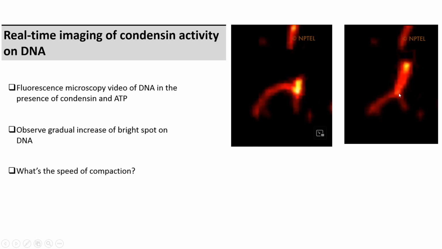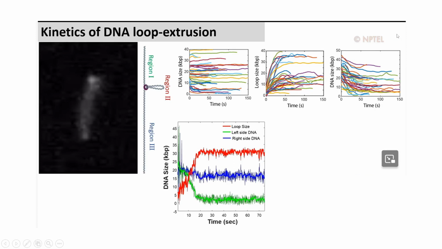After that, this is a further time point. Here you can see more loop formation. So the condensate is making the loop formation process. And then they wanted to check the kinetics of this DNA loop extrusion.